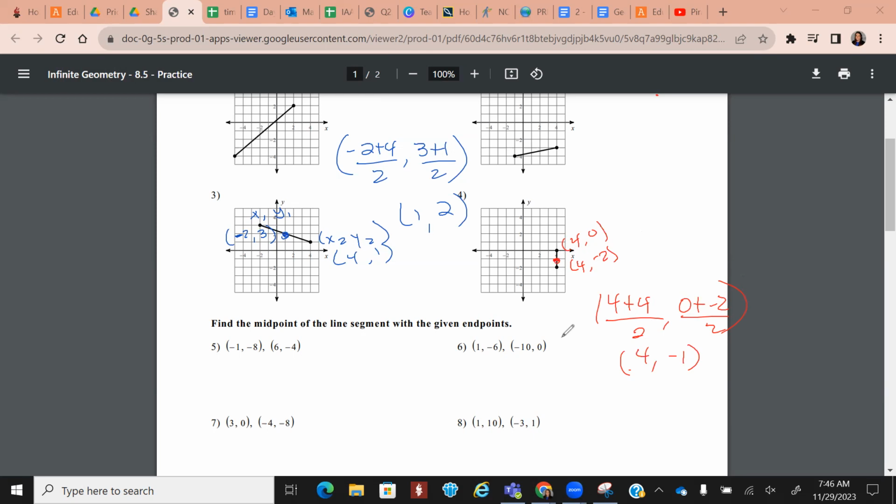All right, these next couple of problems are the exact same thing. The only difference is now they've given you the points. Okay, so you don't have to locate them on a graph. So this is just your x1, y1. This is your x2, y2. Let's try one of these and then we'll move on. So try number 5.